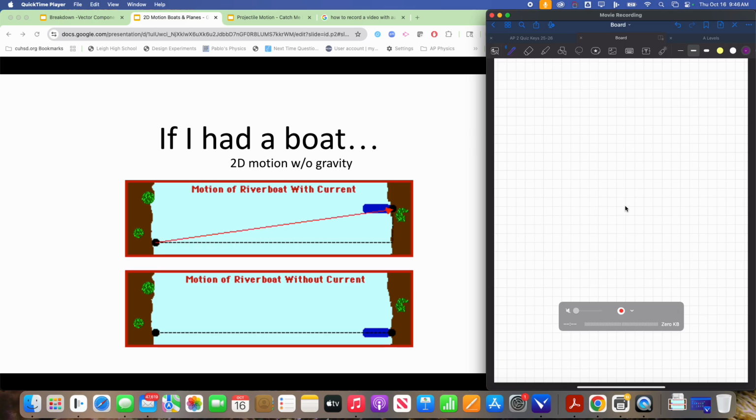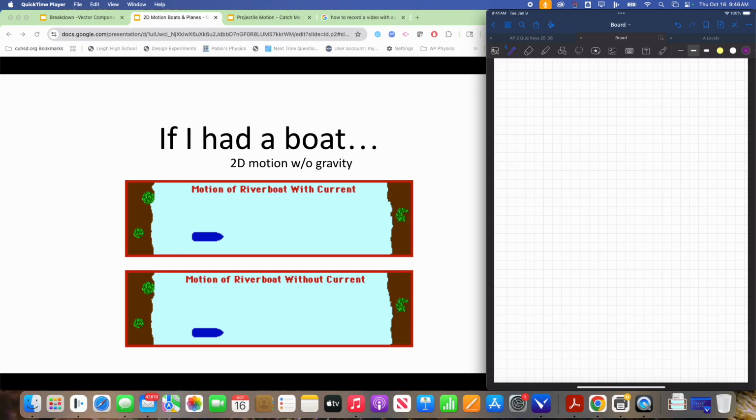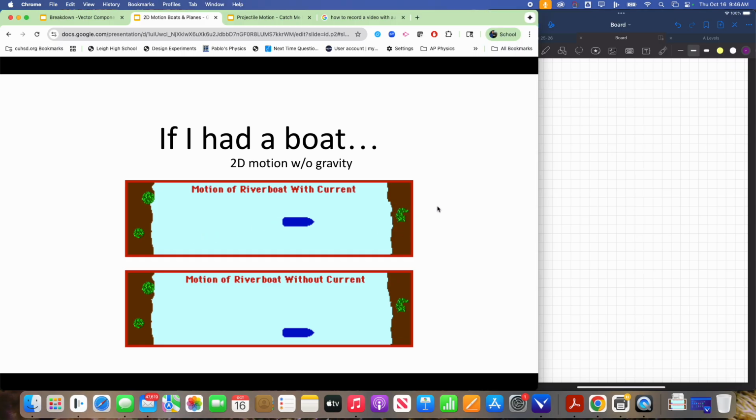So this is an extra set of notes that we did not do directly in class. Basically, we did a practice problem in class when we were working on worksheet 3.3. Anyways, so this is looking at two-dimensional motion when there is no gravity. Sometimes it's called relative motion.